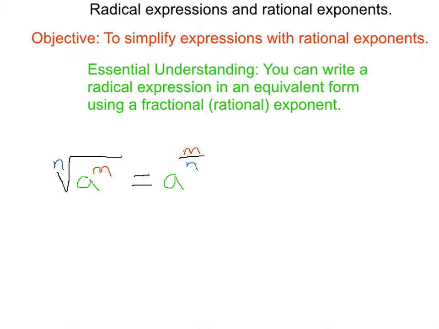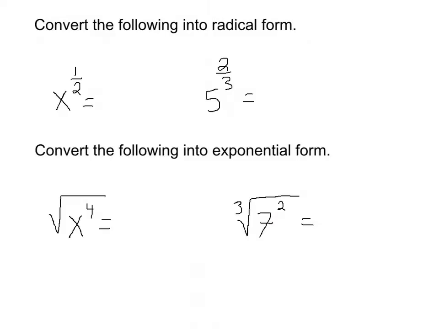What we can do is we can rewrite this expression in its equivalent form as a rational exponent. So this is the radical form, and if we want to rewrite it in rational exponential form, we can write it like this. Notice that the a, the base of my a to the m, is the base of the exponent here, and the m becomes the numerator of my fraction, and the index simply becomes the denominator. Okay, so that's how we can rewrite it into another equivalent form.